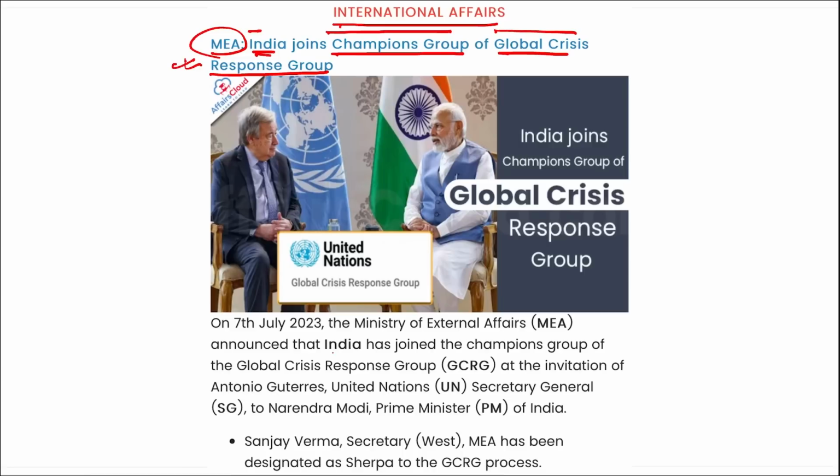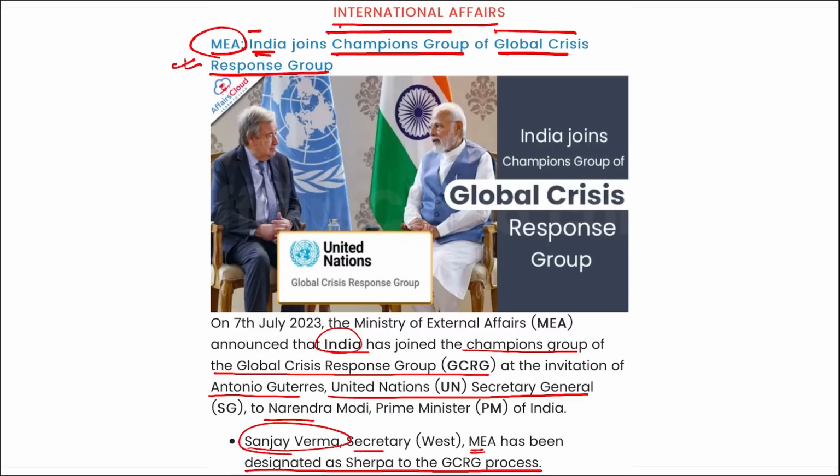Correct. So if we look at it, India joined the Champions Group of the Global Crisis Response Group at the invitation of Antonio Guterres, United Nations Secretary General, to Prime Minister Narendra Modi. Sanjay Verma, who is the Secretary West under MEA, has been designated as the Sherpa to the GCRG process, that is your Global Crisis Response Group process. So this question can definitely be asked. Take a note of it. Who has been appointed as the Sherpa to the GCRG group? So who's the Indian Sherpa? He will be Sanjay Verma.